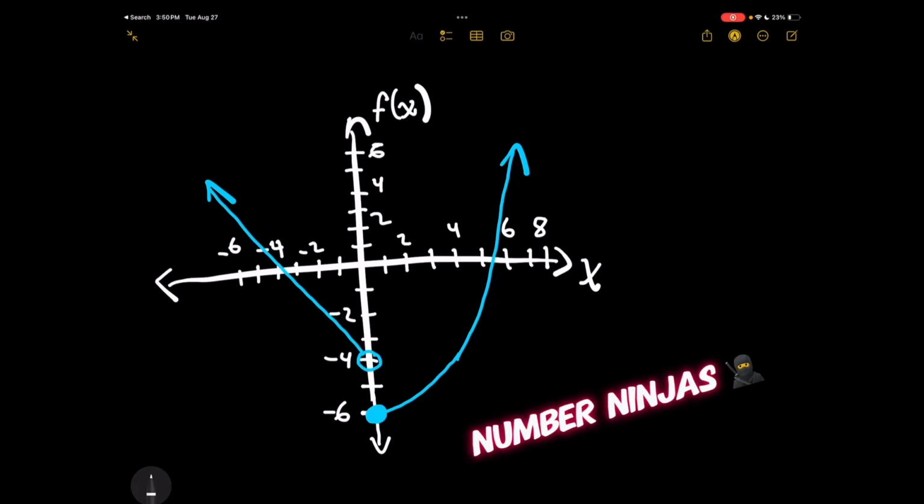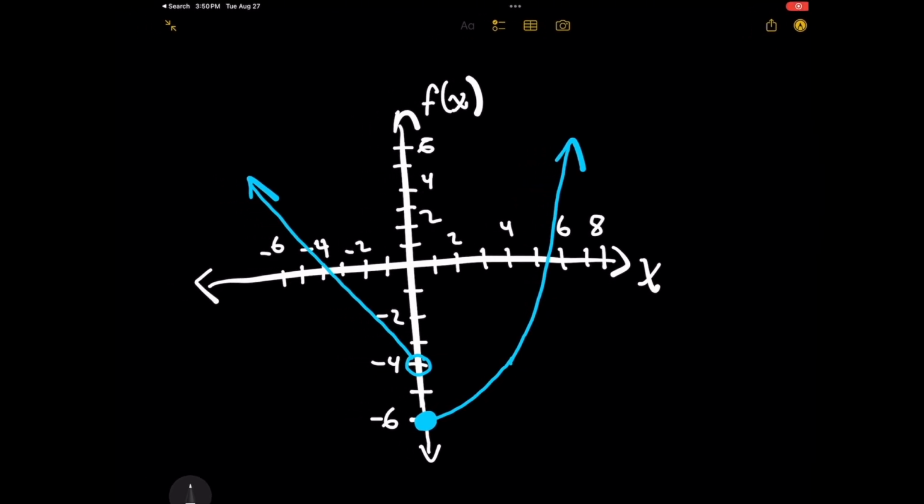I bet many of you ninjas are eager to find out if this function is continuous at x equals 0. The answer is simple to uncover, but only if you use this nifty trick I'm about to show you. So make sure to stick around as we uncover the solution together.